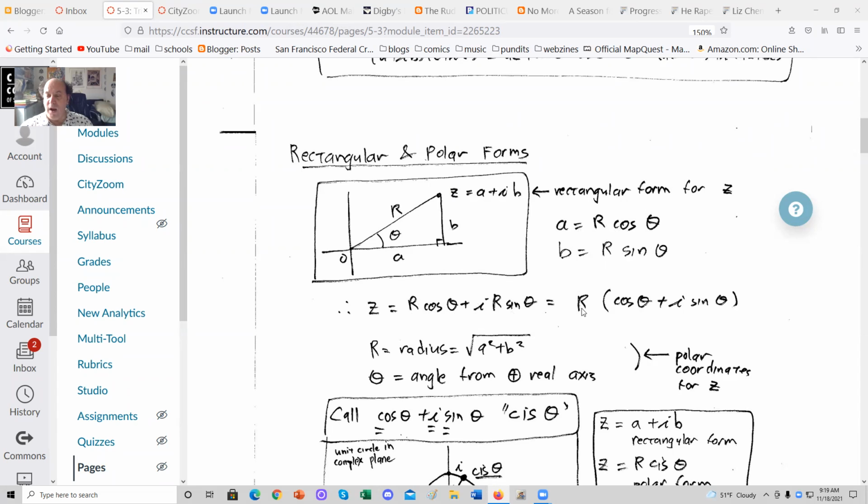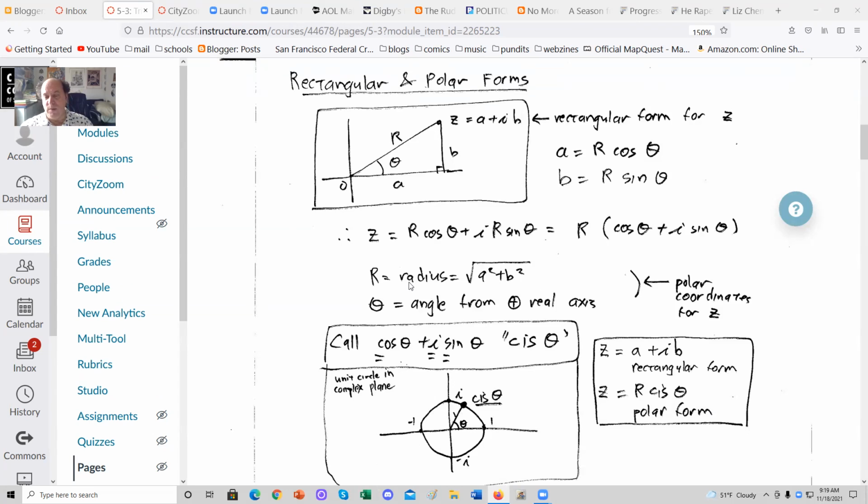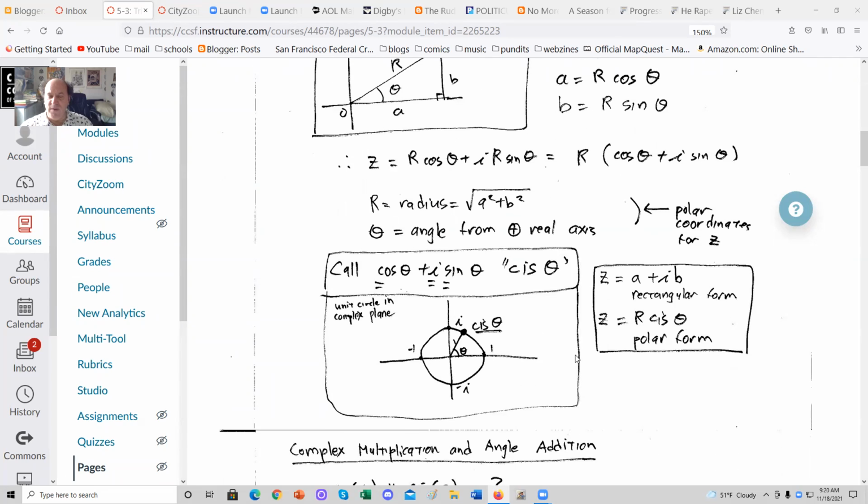This is nice because the r and the theta are now in separate parts. r is a radius, root a squared plus b squared. Theta is the angle from the positive real axis. Now, this thing here, cos theta plus i sine theta, we give it a name: cis theta, cosine plus i sine. If you graph cis theta, it's on the unit circle. It's 1 unit out from the origin, and it's at an angle theta from the positive real axis. So r cis theta is a distance r out at an angle theta.